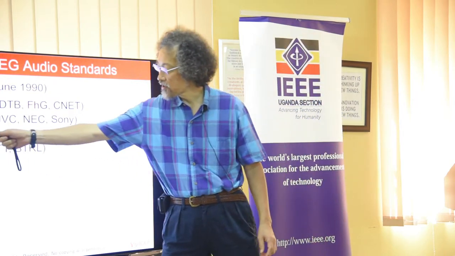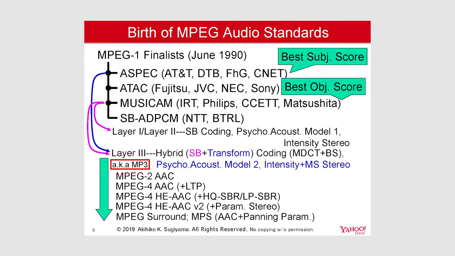The second group consists of four Japanese companies. The group is called ATAC. The companies include Fujitsu, JVC, NEC, and Sony.